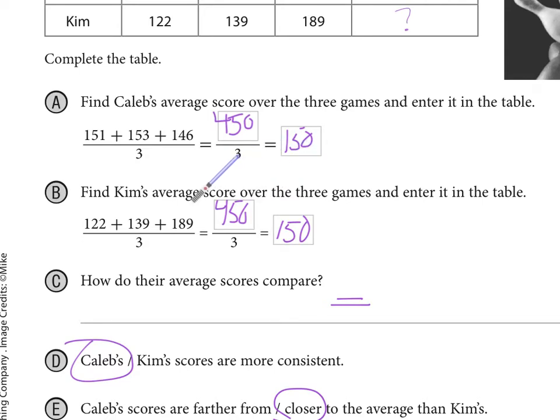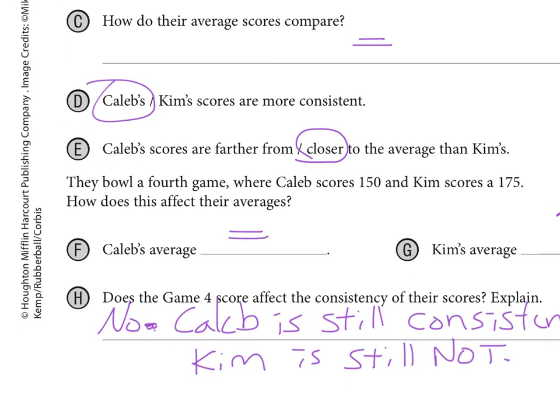Seems about spot on. Kim, on the other hand, has a couple weird games, 122, 139, and then a 189 game. So she also has a total of 450, divided by the 3 games leaves her with an average of 150, right? How do their average scores compare? Well, they are equal, which is an important note. But let's think about the consistency of their scores.